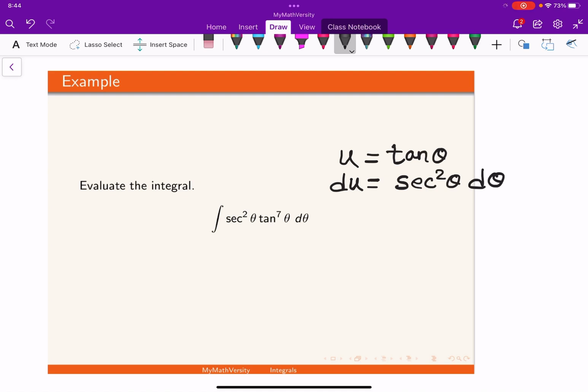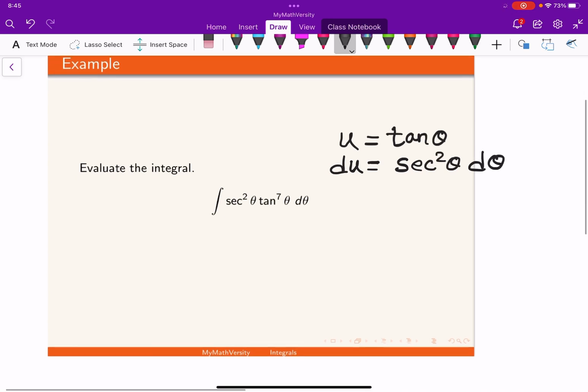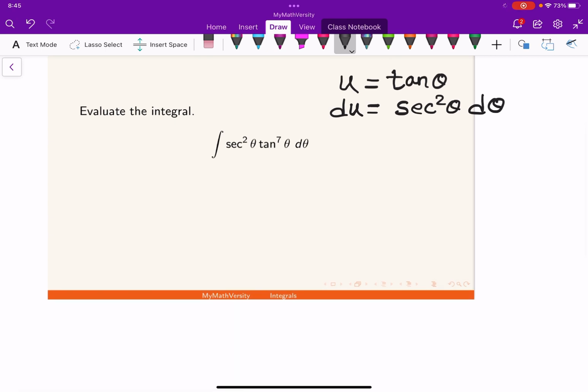This is how I always compute the differential du. Once we have u equal to some function, here tangent theta, the differential du can be computed by finding the derivative of that function. The derivative of tangent theta is secant squared theta, and then we just multiply by the differential d theta. So we have u and the differential du. With the help of these two relations, let's see if we can change our given integral into a much simpler form. Let's try to substitute and see how it changes.